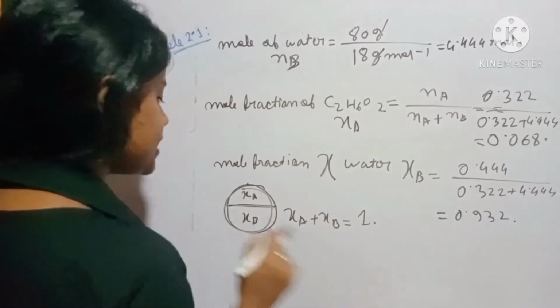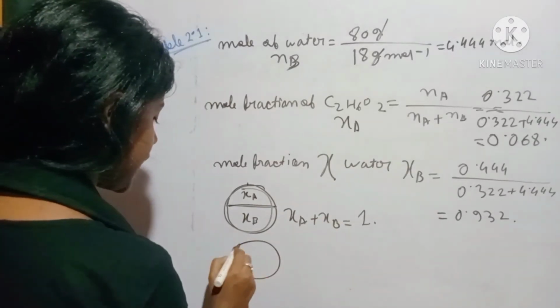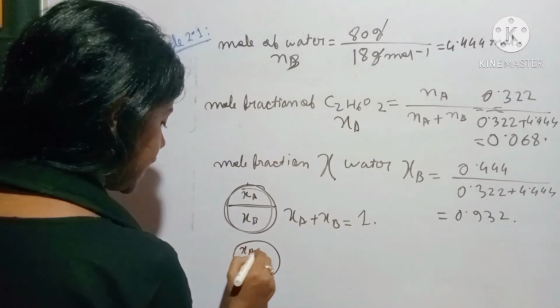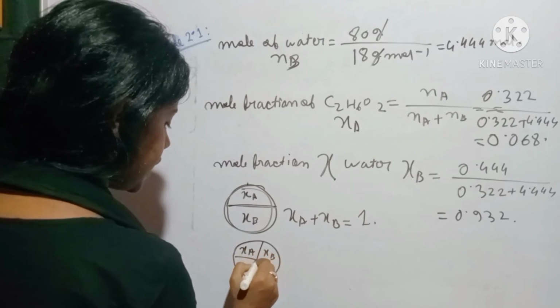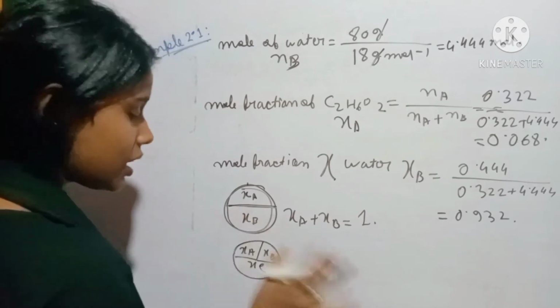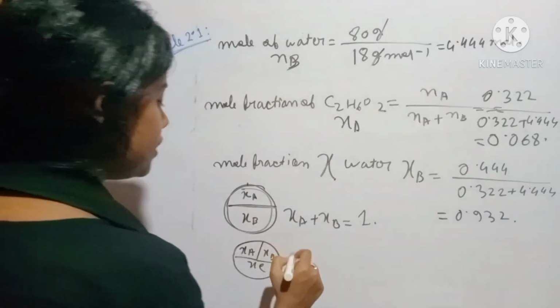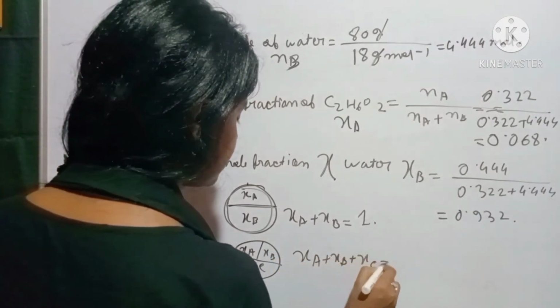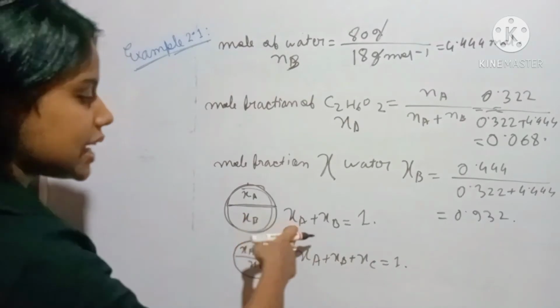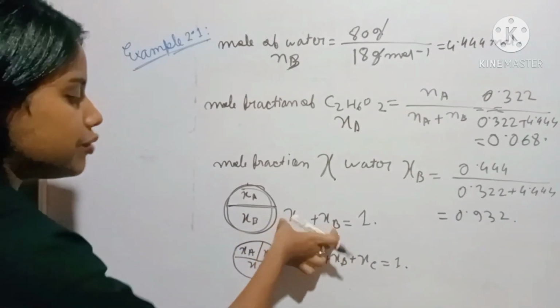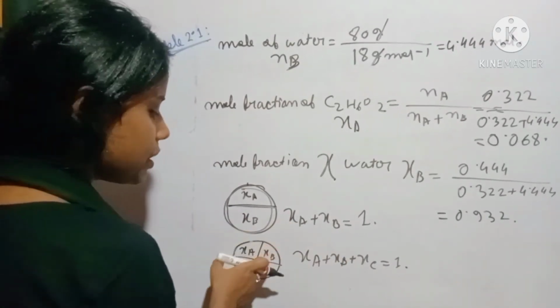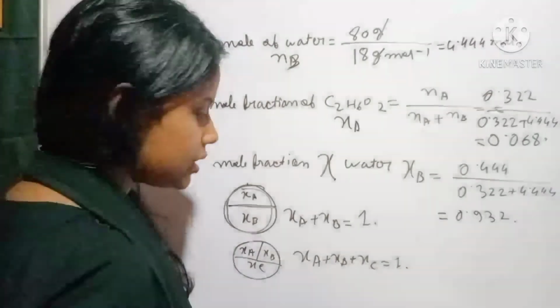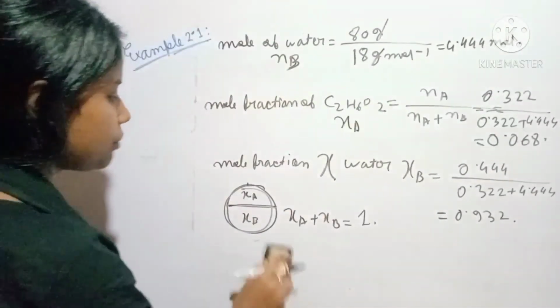If there are three things mixed, like XA, XP, XC, then XA plus XP plus XC gives 1. These are the mole fractions, like the fraction of A, fraction of B, fraction of C, something like that. But there's no need to learn these things, you have to learn only this.